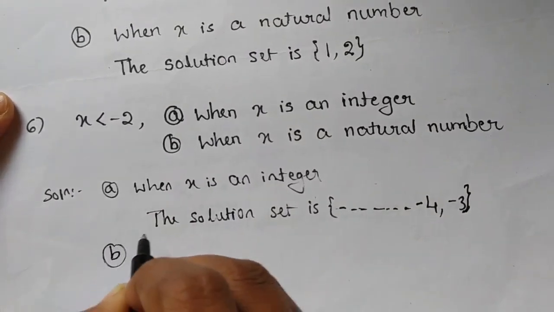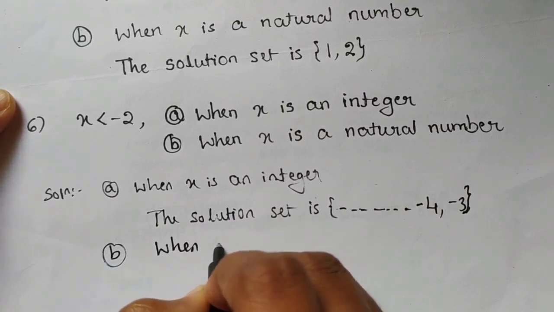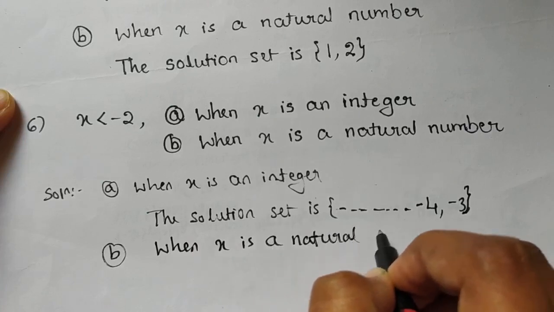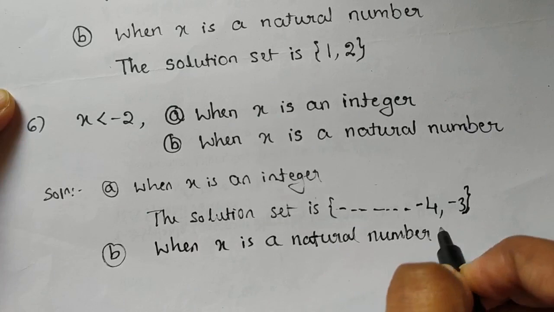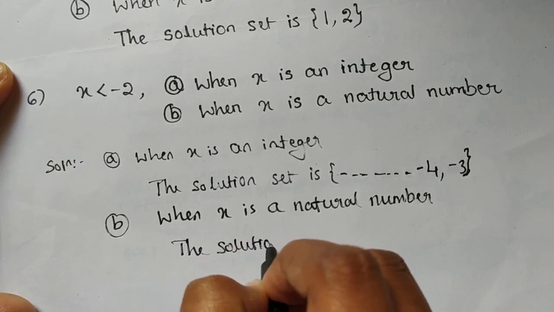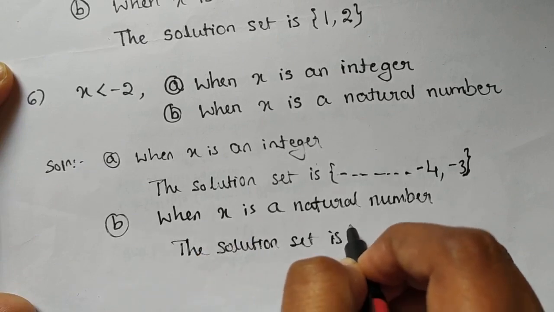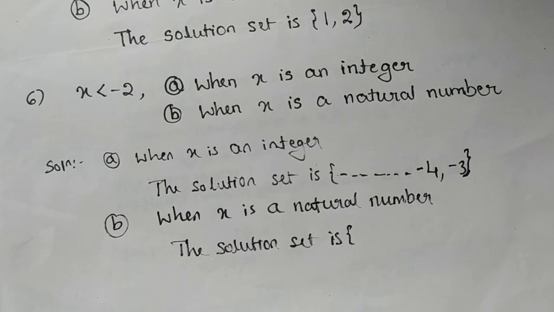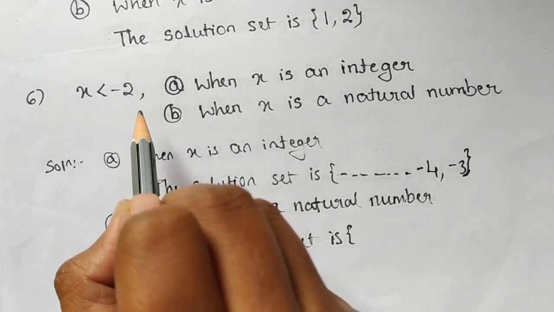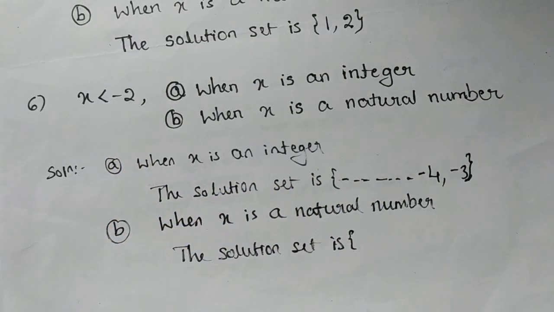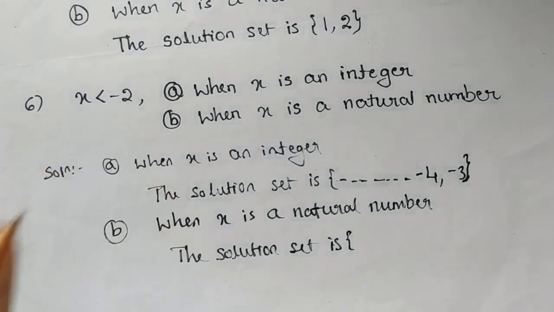Next one, when x is a natural number. The solution set is: write all the natural numbers which are less than minus 2. We know that natural numbers start from 1. 1 less than minus 2 is false. 2 less than minus 2 is false. And all other natural numbers greater than 1, 2 also don't satisfy the inequality.